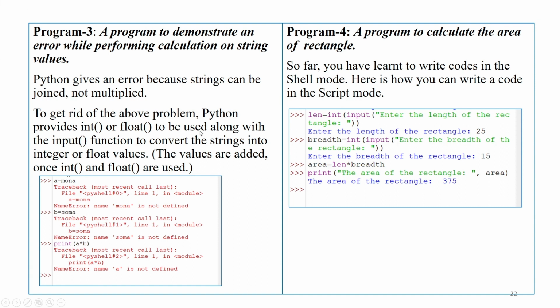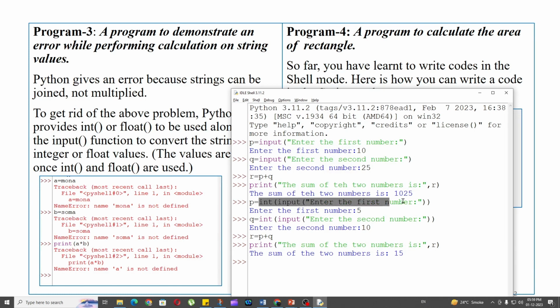To get rid of the above problem, Python provides int or float to be used. See, here it is written. You have to look below this. So it provides int and float functions to be used along with the input function to convert your entered strings into integer or float values so that you can do arithmetic operations on them. The values are added once int and float are used. Like I told you, I use int here to convert it into a number. Then it was added. Earlier it was just concatenated.